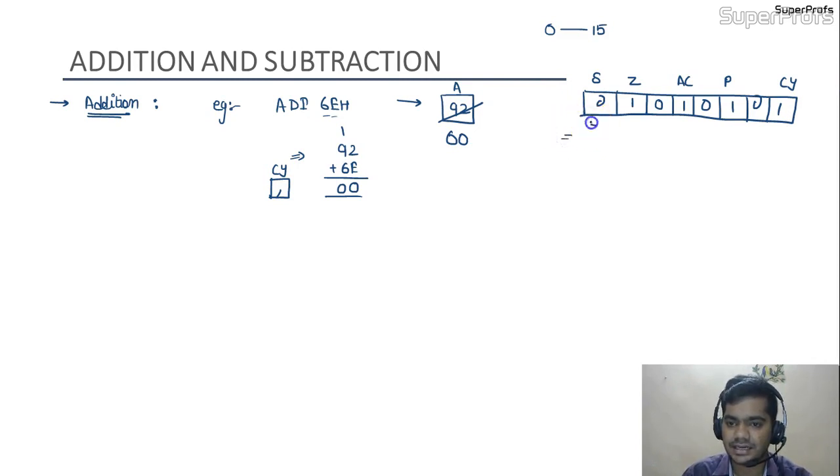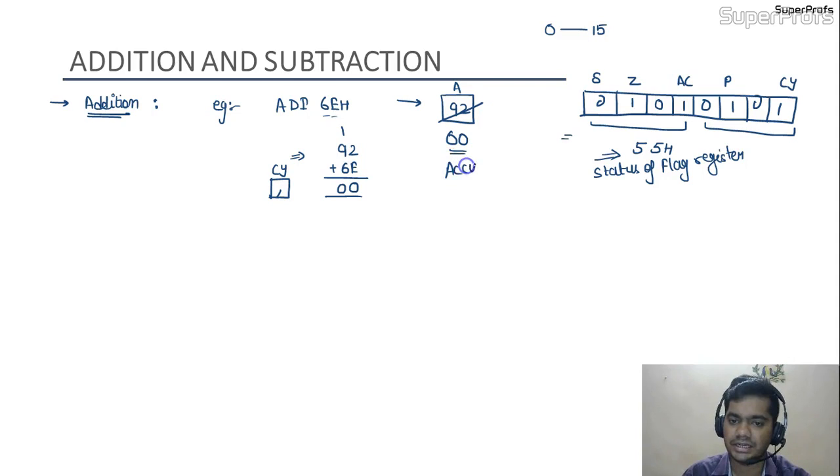So you can see the hexadecimal equivalent for this would be 55H. So this is the status of the flag register, and this is the answer for the accumulator. So this is the only way to do the addition and to check the status of the flags.